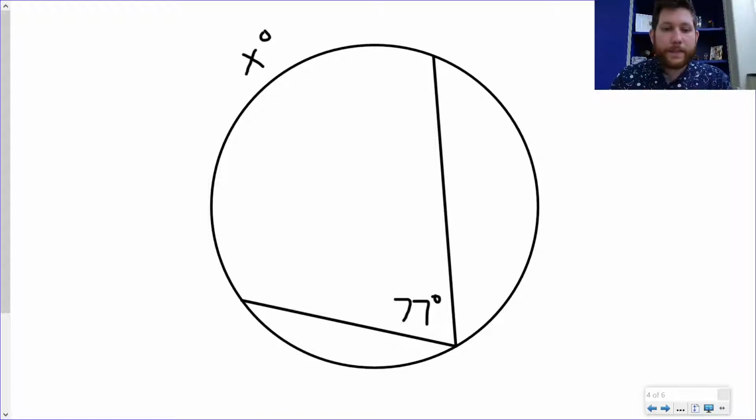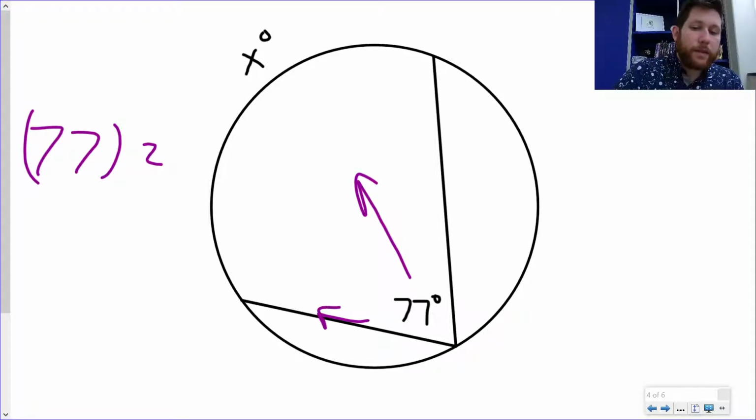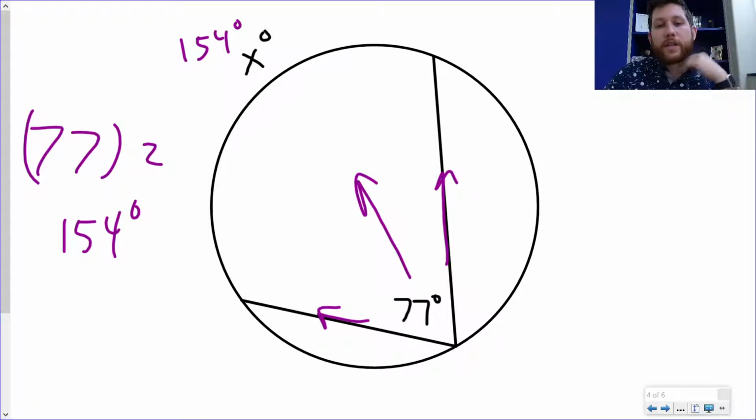All right, let's go the opposite direction. This time I'm looking for the measure of the arc. So I'm taking this 77, I'm going out, and this time I'm going to do 77 times 2. And the reason we're going out is, remember that the angle is half of the arc. So if I want to solve for the arc, I actually have to double it. And so I get 154 degrees. And once again, we can check. This does look like it's roughly half of the circle. Half of the circle would be 180, so this seems like a reasonable answer.